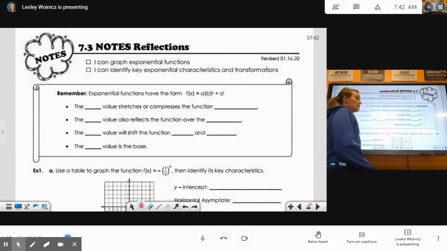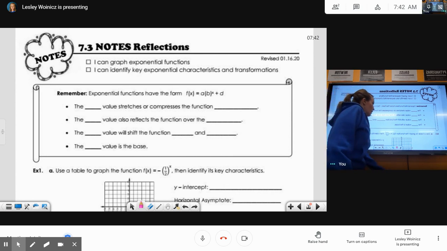Hi guys, welcome to your third set of notes for your exponential unit. This is on reflections. Hopefully this reminds you a lot of what we did with our quadratics unit, so it won't be so hard. First, we need to remember the exponential functions have this form.